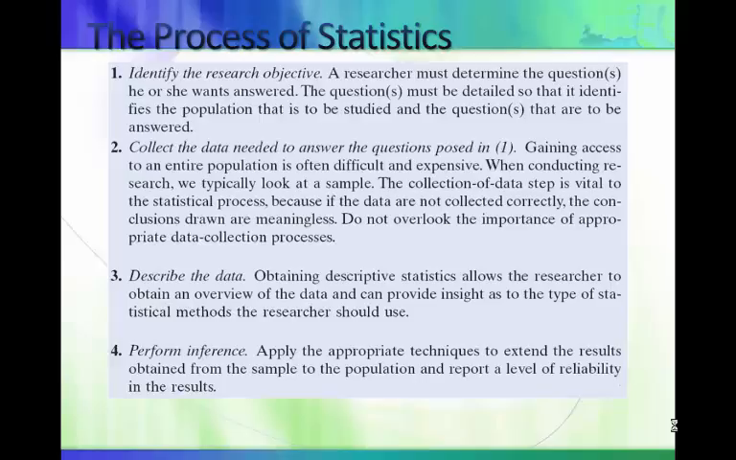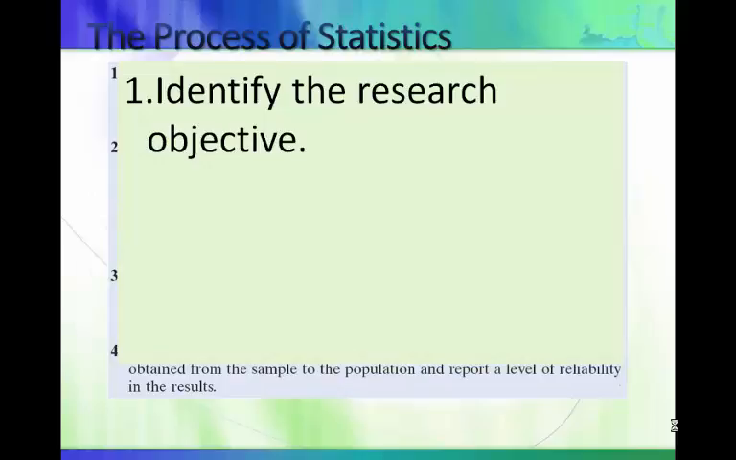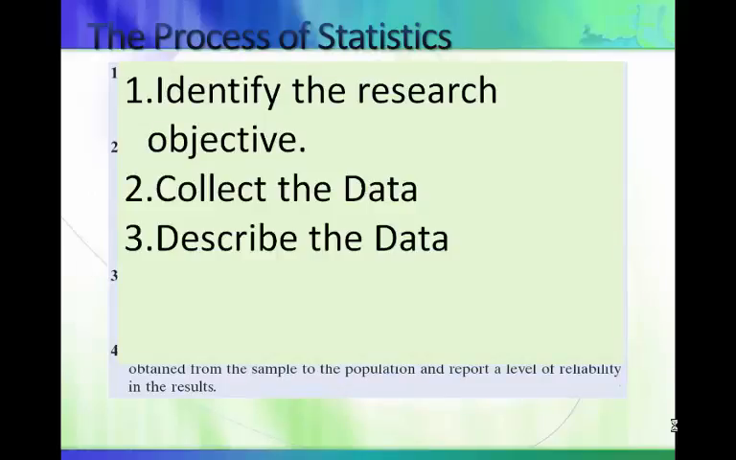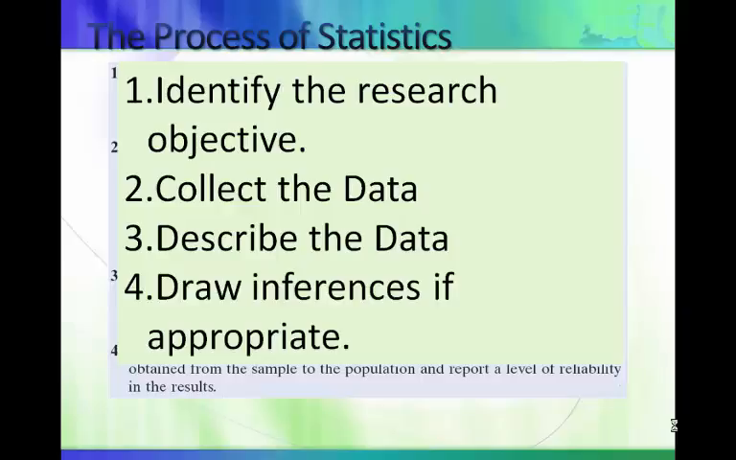Then perform inference, which means that you're going to apply what you learned about the sample to the entire population. So you're going to apply appropriate techniques to extend the results obtained from the sample to the population and report a level of reliability in the results. So to recap, you identify the research objective, you collect the data, you describe the data, and then draw inferences if it's appropriate based on the sample you used.